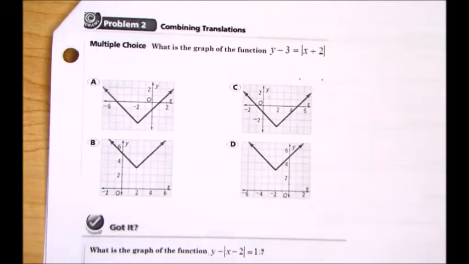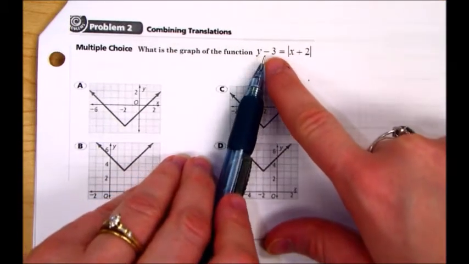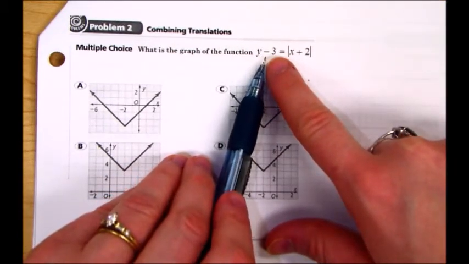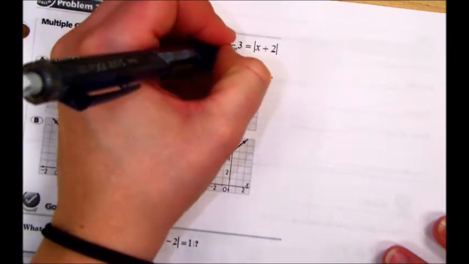And look, we got some multiple choice, so we can just hopefully eye things up. What is the graph of, oh, look at that funny 3. That 3 is not where it should be, is it? That needs to move over to the other side. Y minus 3 equals absolute value of x plus 2. Let's get that 3 on the other side, okay?